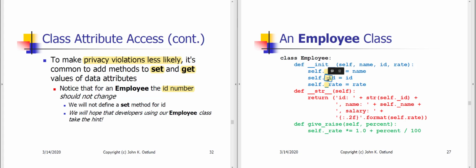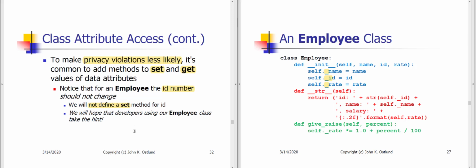In fact, even when you leave the company, if they hired you back again later, it's likely that you would be given the same employee ID number upon your return that you had the first time you were hired. So we are not going to define a set method for the ID number. And we're really going to hope that someone developing an HR application using our employee class won't just arbitrarily decide to start changing people's ID numbers.